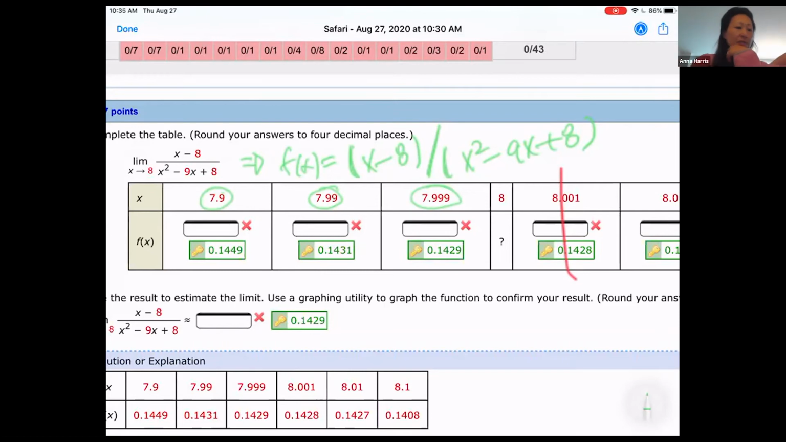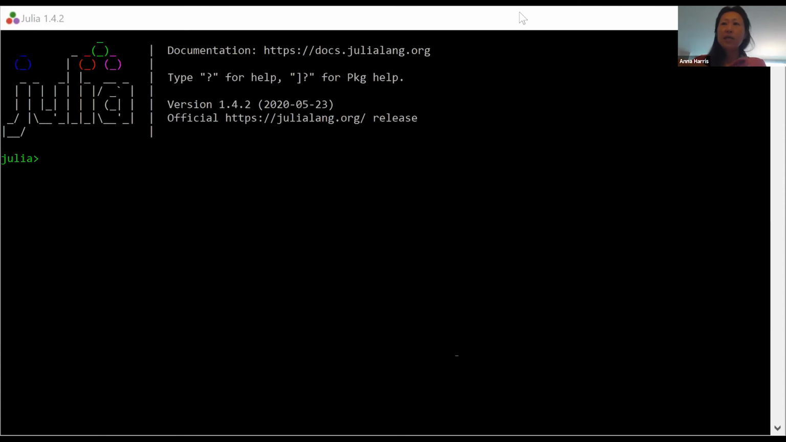Let me do others. I'm going to stop sharing this so I can share my screen here. Okay, this is good for Julia. Can you see my screen okay? So I'm going to do f of x equals, the function that I want is x minus 8 divided by x squared minus 9 times x plus 8. I'm doing my problem, okay?